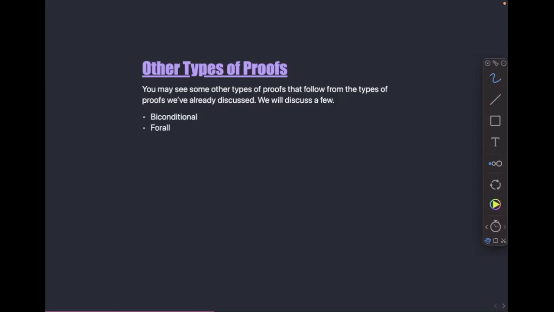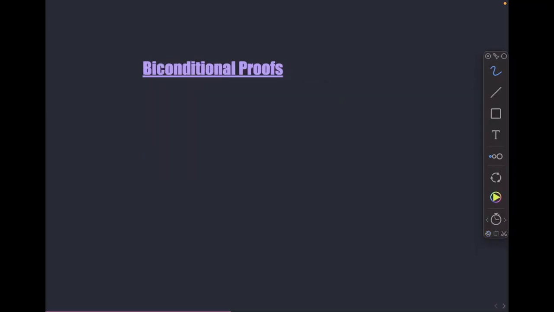So there's biconditional proofs, there's for all proofs, which lead to a pretty important type of proof, which is called exhaustive. And then you have proofs by cases, proof of existence, which is often proven using a constructive proof. So the next type of proof we're going to talk about is the biconditional proof.